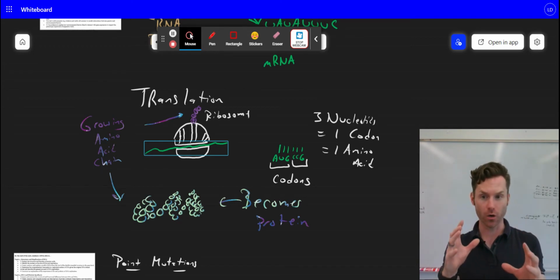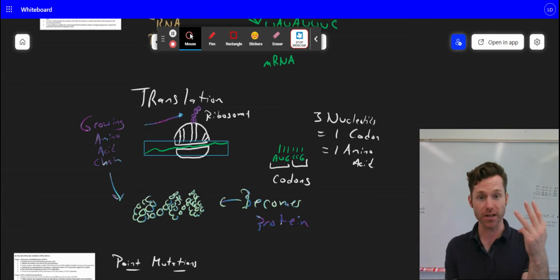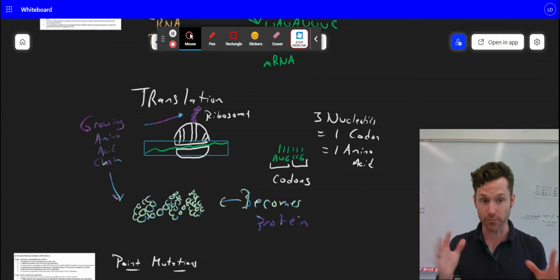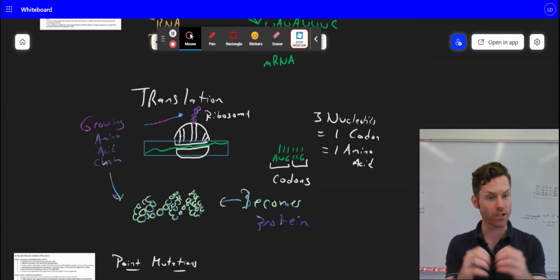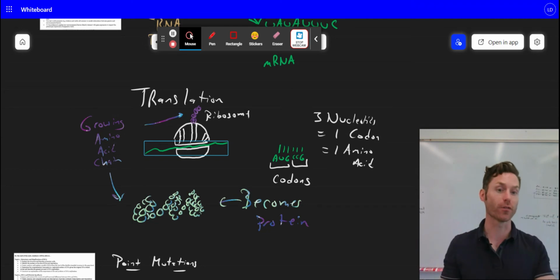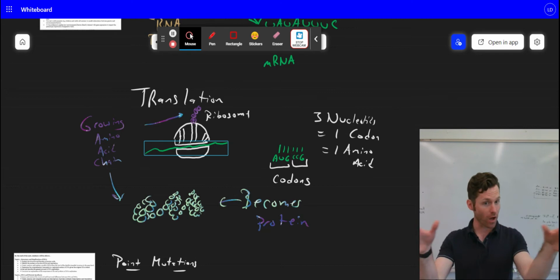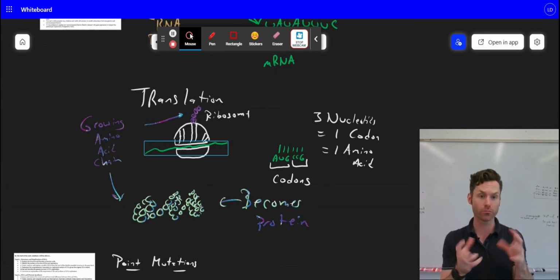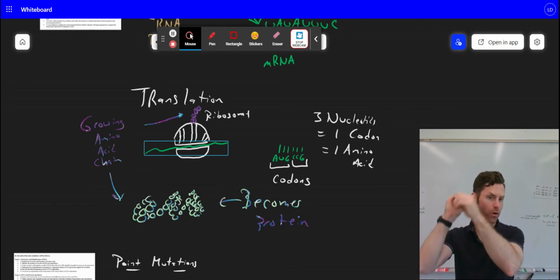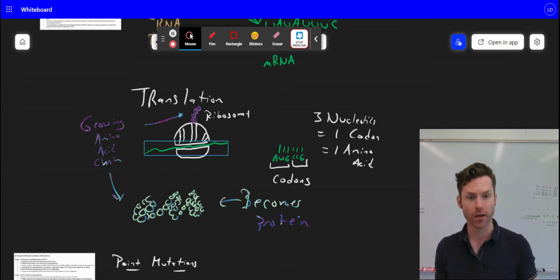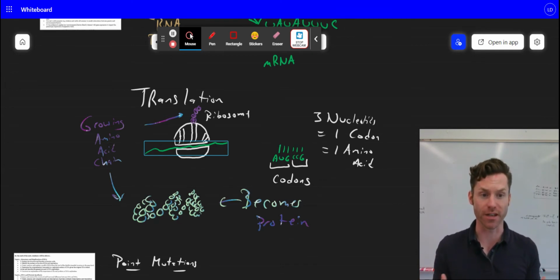And so it reads the code in groups of 3. These groups of 3 are called codons. So it takes 3 nucleotides to make one codon, and one codon codes for one amino acid. You put together a bunch of amino acids, and you get yourself a protein. So the order in which the RNA nucleotides show up tells the ribosome which amino acids to put in what order. The order of amino acids determines the shape of the protein, and the shape of the protein determines its function.